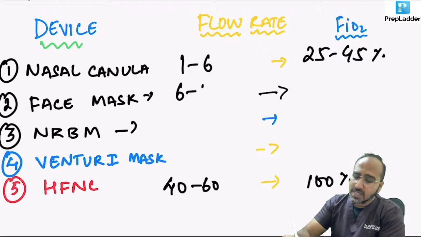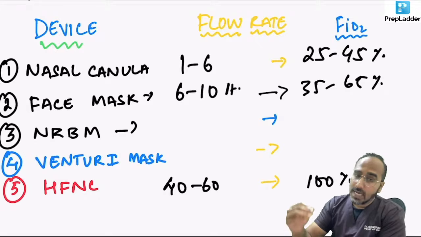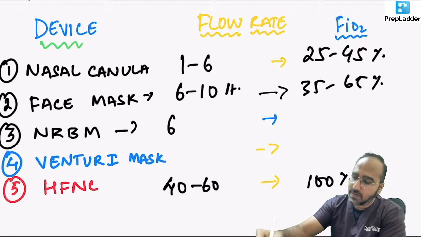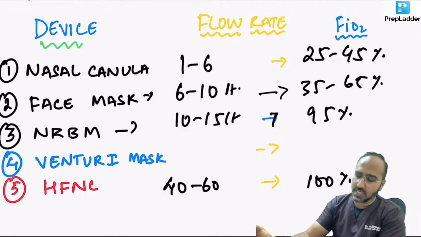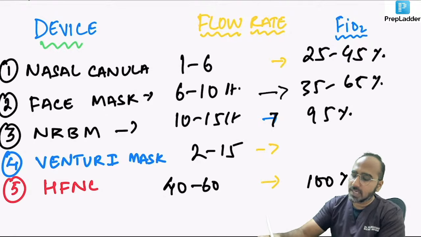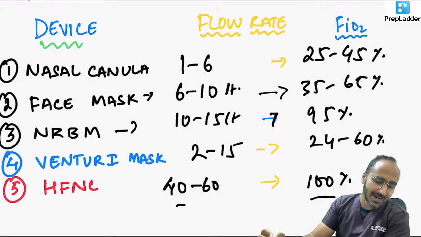If still not improving, I tell her please go for face mask. That will deliver a flow rate of 6 to 10 liters, and it will deliver an oxygen of 35 to 65%. If still not improving, NRBM will deliver 10 to 15 liters, which will achieve an FiO2 of 95%. If still not improving, Venturi mask, what is the flow rate, guys? 2 to 15 liters, FiO2 is 24 to 60%, and HFNC is 40 to 60 liters of flow rate, which gives an FiO2 of 100%.